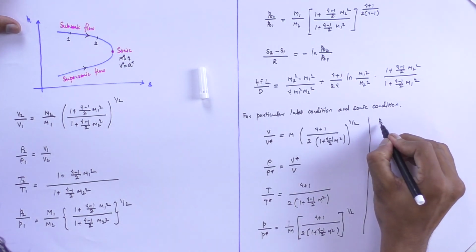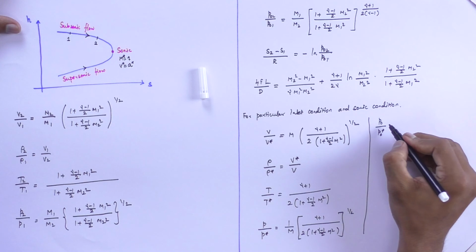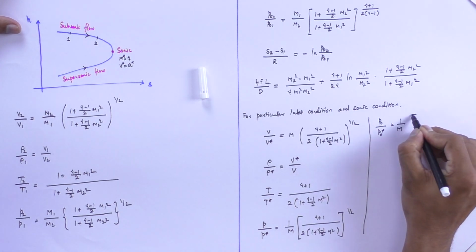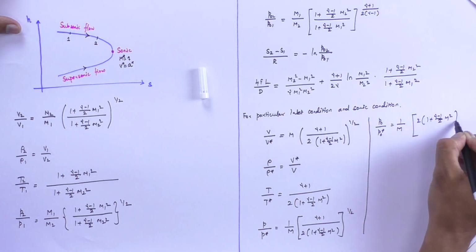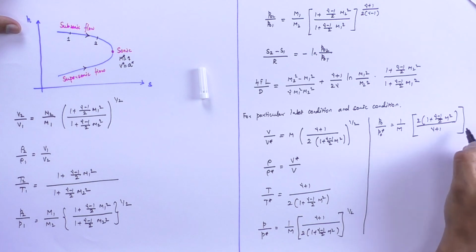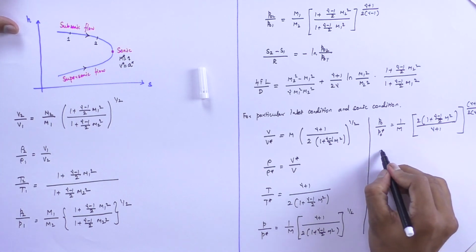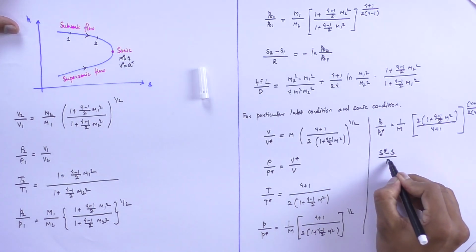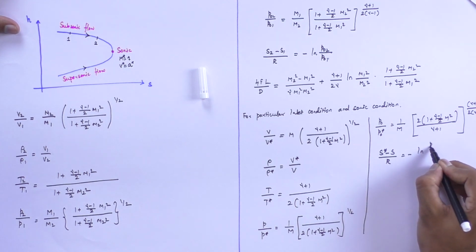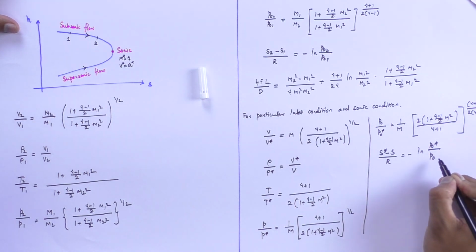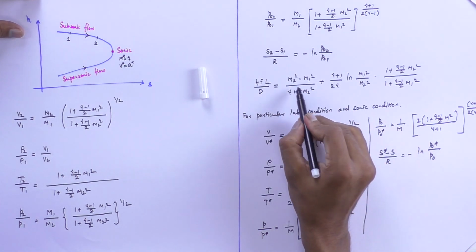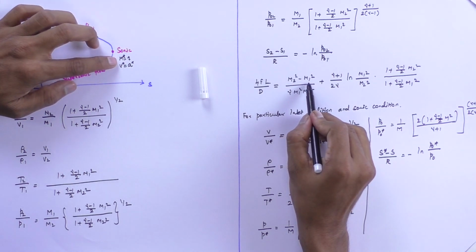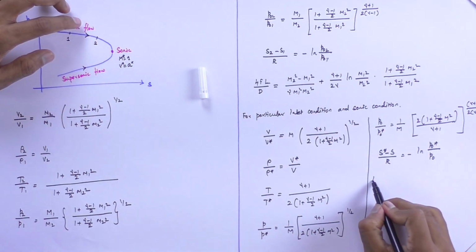Then the stagnation pressure ratio is equal to 1 by M into (2 into 1 plus gamma minus 1 by 2 M square divided by gamma plus 1) whole power gamma plus 1 divided by 2 into gamma minus 1. Then S star minus S divided by R is equal to minus ln of P naught star divided by P naught. Then in this relation we have to substitute M2 as 1 and M1 as M.